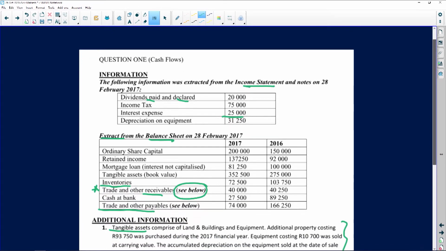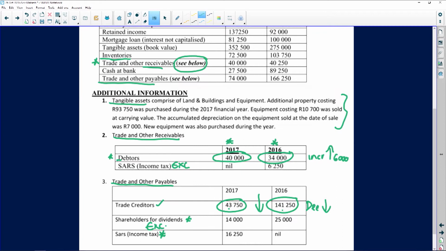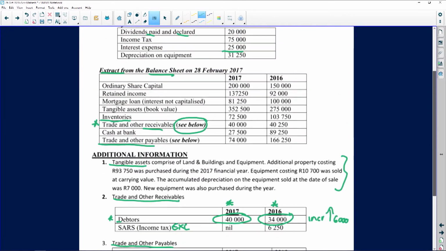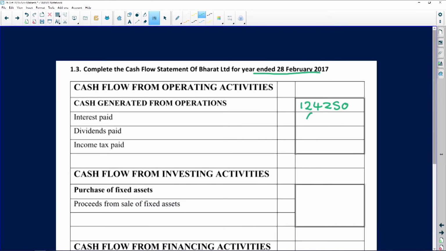And remember, looking at my interest expense, there is no accrued expense for my interest expense, which means that the interest expense is equal to interest paid. So interest paid, an amount of 25,000, will now be subtracted on the cash flow statement. Right, let's now move on to dividends paid.